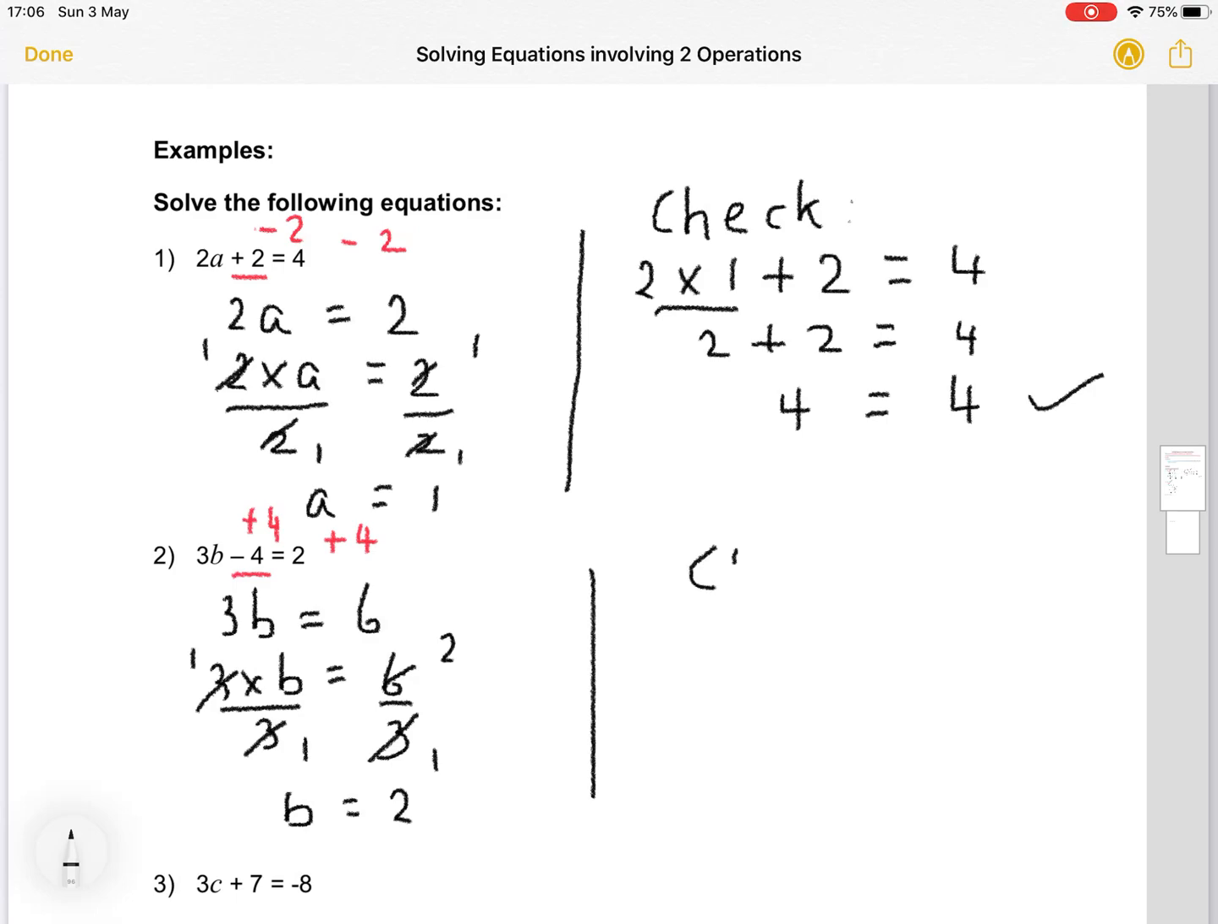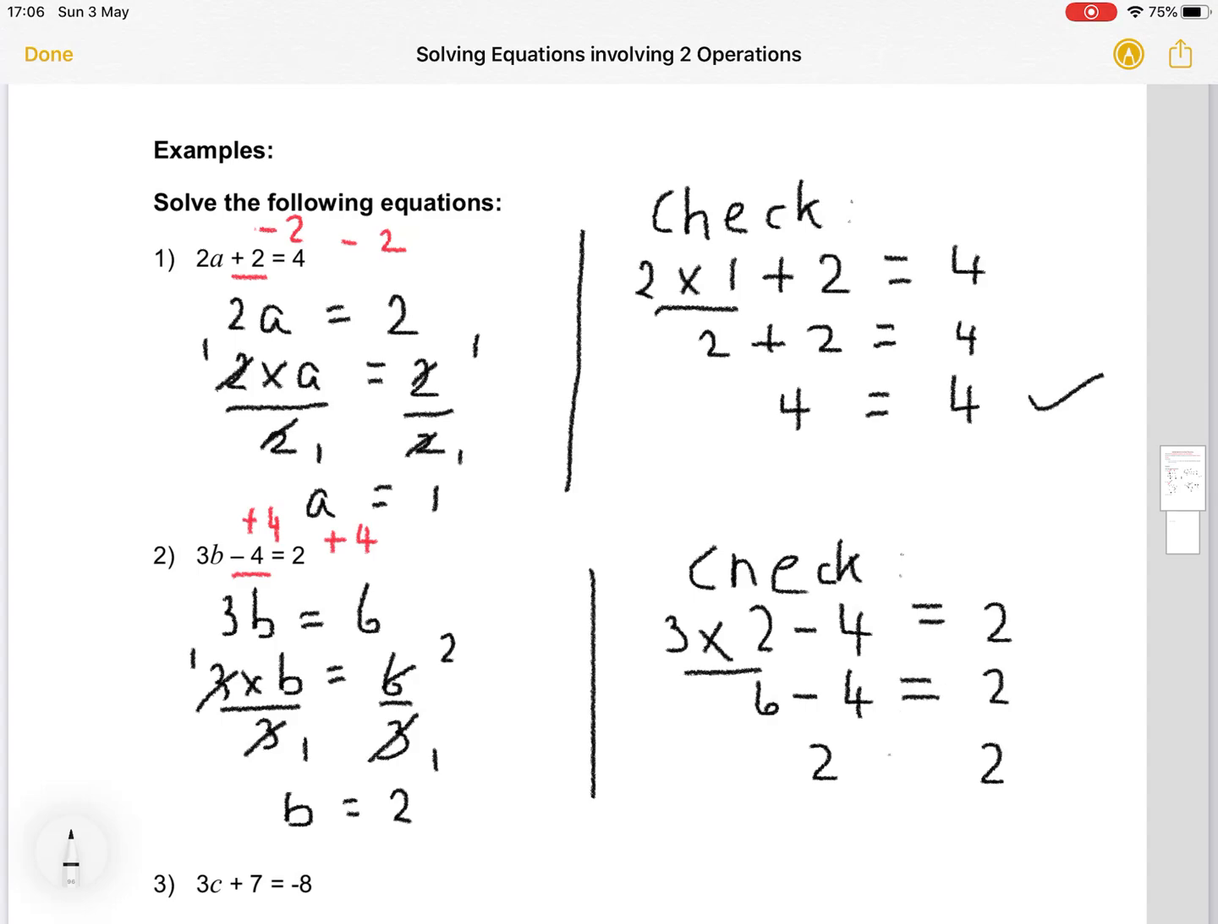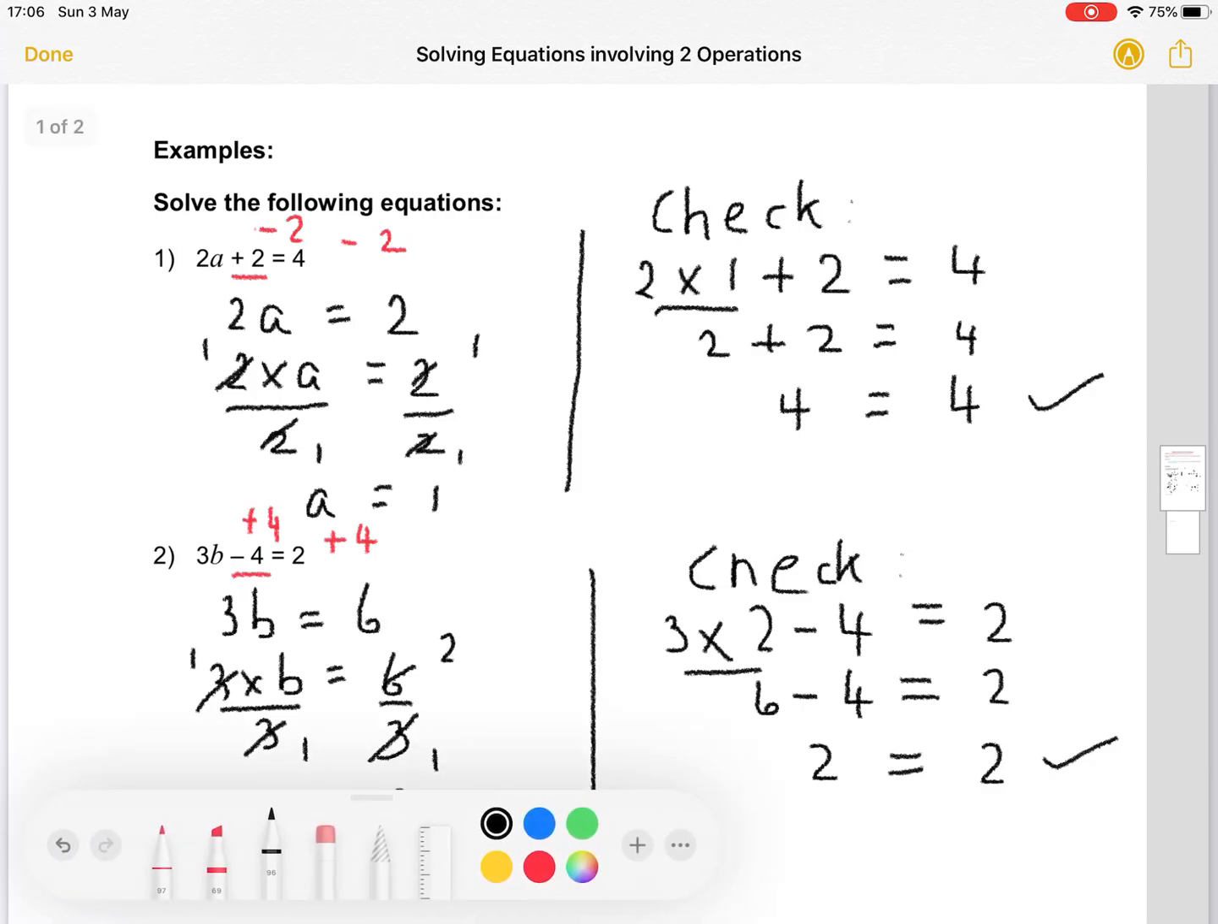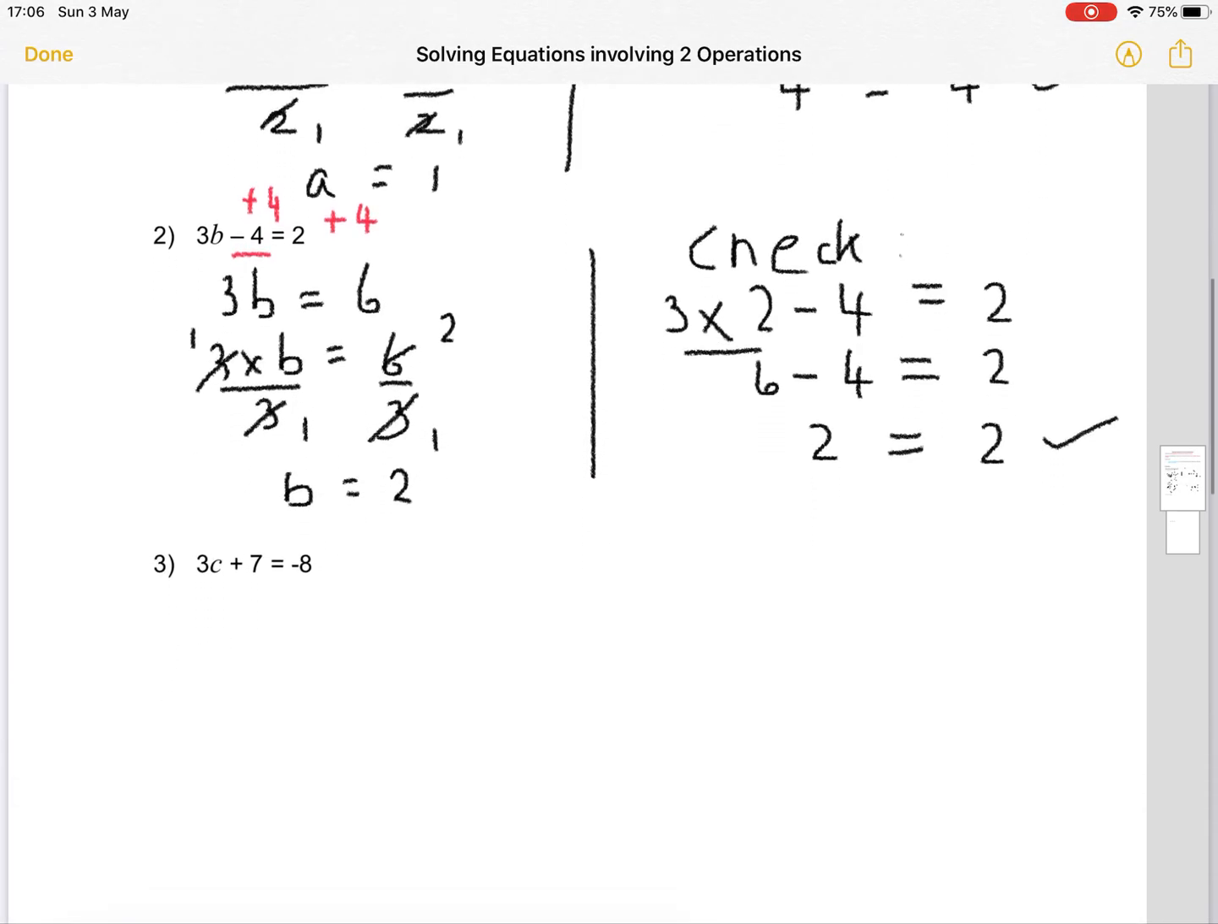Let's check, boys. To check, we substitute b by 2 in the equation itself. So 3 times 2 minus 4. On the other side, we have a 2. 3 times 2 is 6. 6 minus 4 is 2. On the other side of the equation, we have a 2. Since the left-hand side is equal to the right-hand side, then our answer is correct.